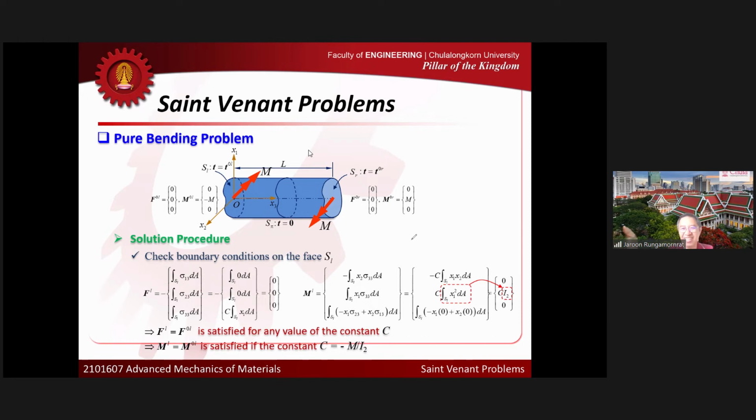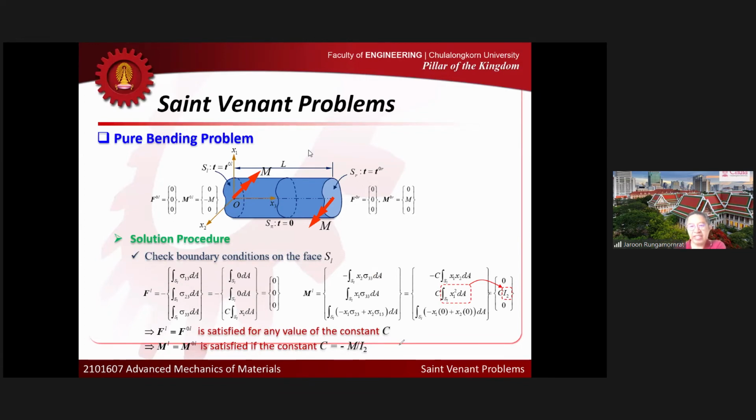But we still have one more condition to check, right? We need to check the condition at the right end, right? So now we expect that, okay, the C that we got here by checking the boundary condition at the left end also makes the condition on the right end satisfied. Okay? If we cannot satisfy the condition at the right end with this C, now you have a problem. You have to go back again and guess the form of the stress field. Okay?